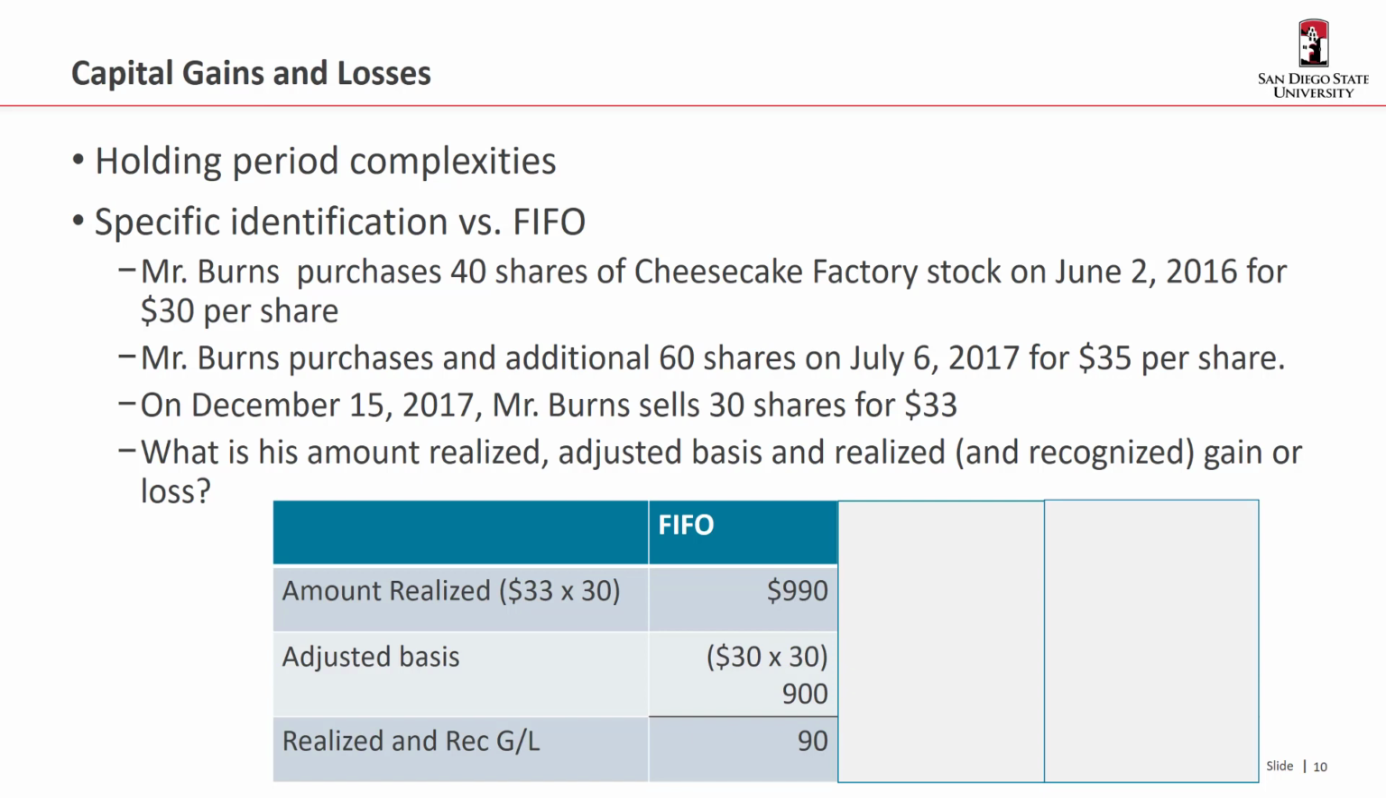All right, so let's say we're talking about the acquisition or sale of financial instruments, so investments. And the tax law permits you to use two methods by which to track your inventory in these investments, either specific identification or first in, first out. So let's assume that Mr. Burns purchases 40 shares of the Cheesecake Factory on June 2nd, 2016 for $30 a share.